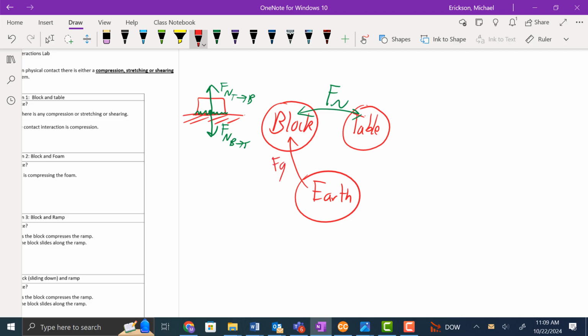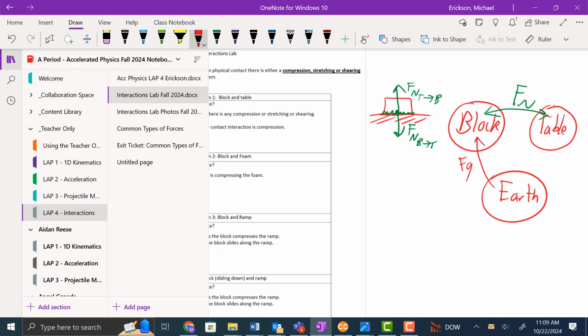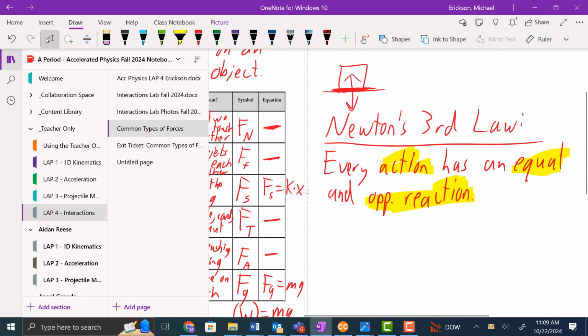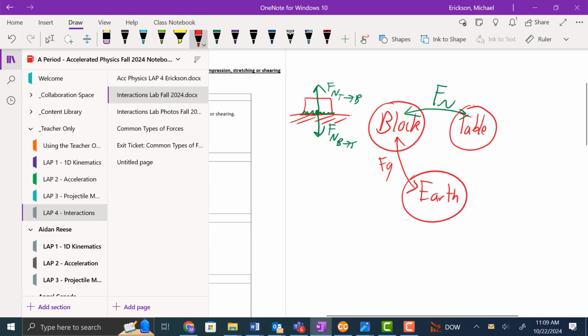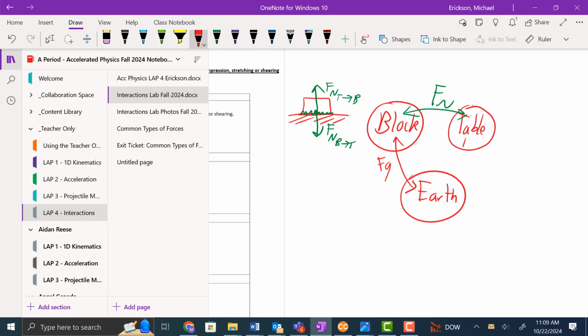Now, according to Newton's third law, there is an equal and opposite reaction. So the block is actually putting a force back onto the Earth. And the Earth also does that to the table. The table has weight, right? So there's an FG going back and forth as well. I'll put it over here so it's not as confusing. So let me clean that up. So this is my system schema for these objects here.